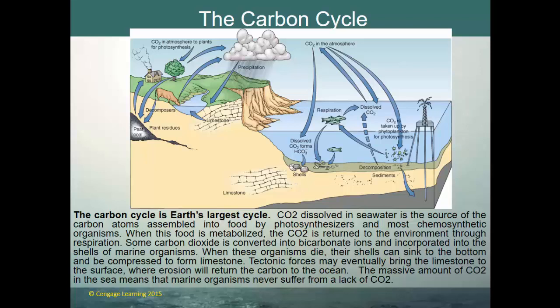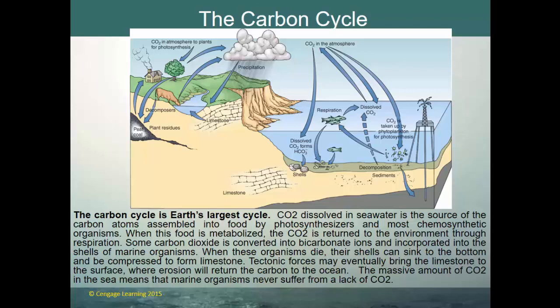Carbon dioxide dissolves in seawater and is the source of the carbon atoms assembled into food by photosynthesis. So we take CO2, water, sunlight, and chlorophyll, and we make carbohydrates, and we give off oxygen. Those carbohydrates come from CO2 dissolved in seawater. When the food is metabolized, the CO2 is returned to the environment through respiration. When the food is eaten by a consumer that breathes in oxygen, they exhale CO2. We take in food and we exhale CO2. Deer do it. Fish do it. They take in oxygen differently than we do, into their gills, and CO2 comes out.